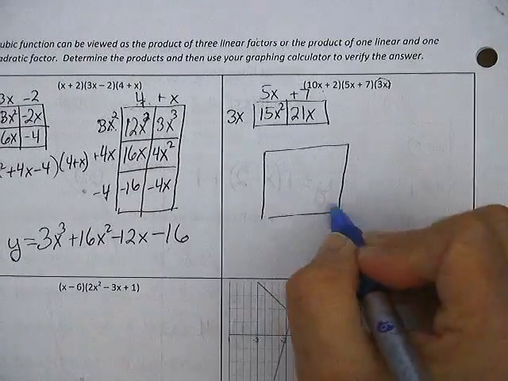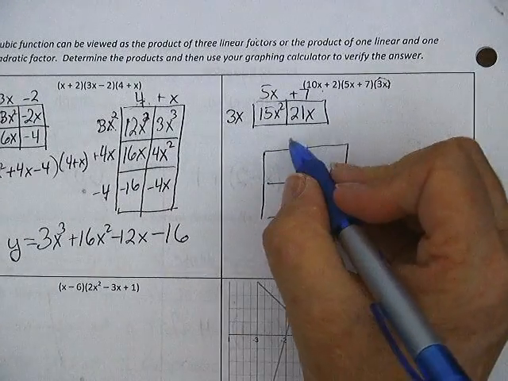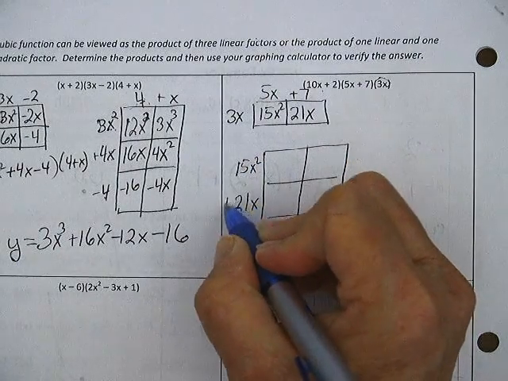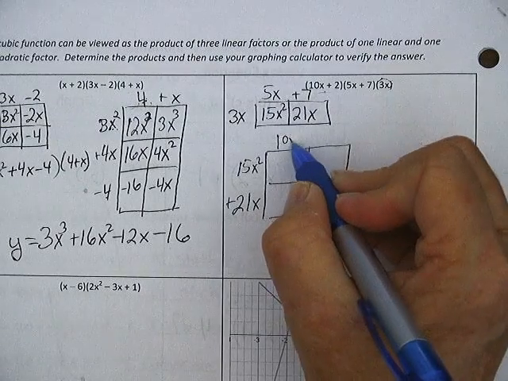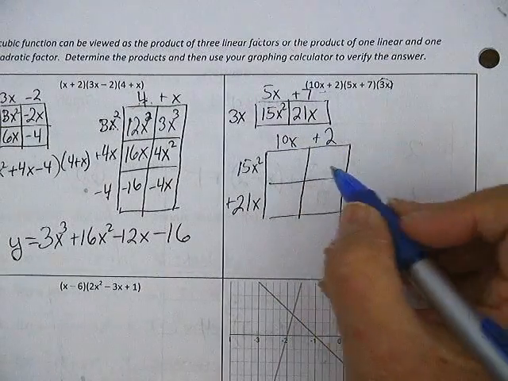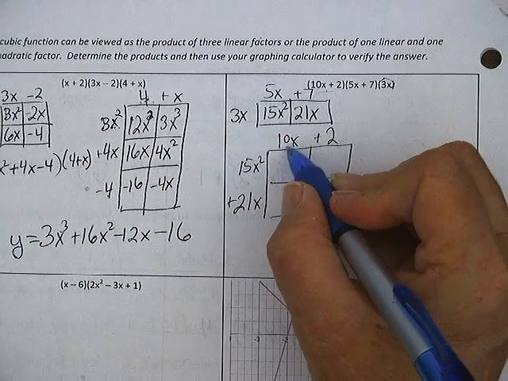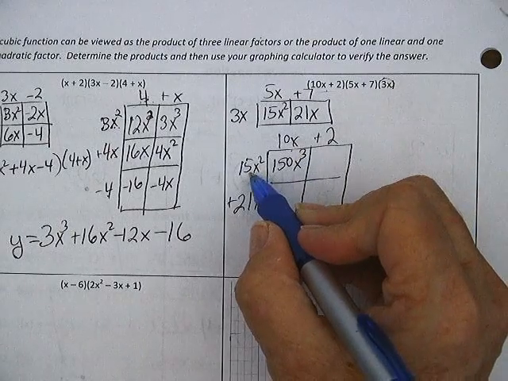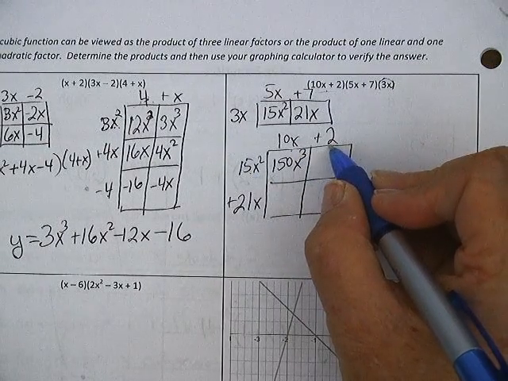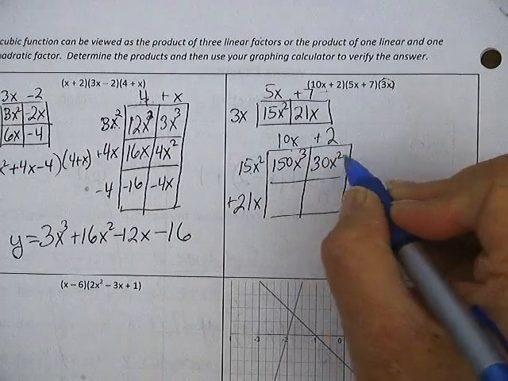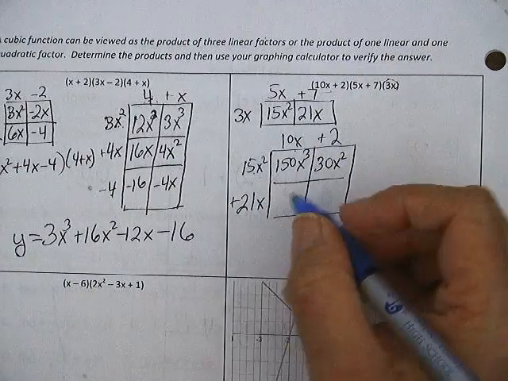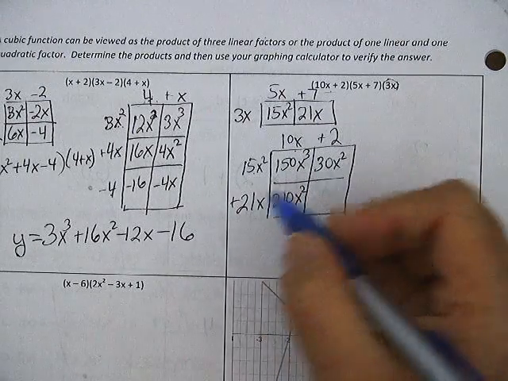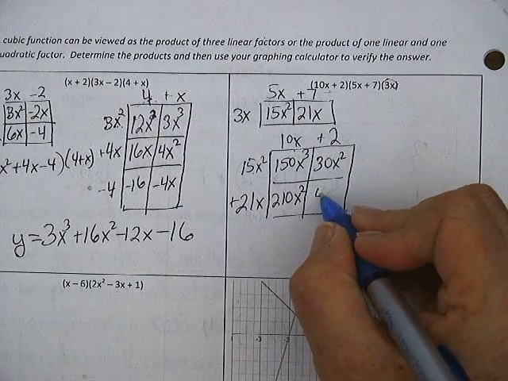This time we get another 2 by 2 box, and we have 15x squared plus 21x multiplied by the 10x plus 2. So 15x squared times 10x gives us 150x cubed. 15x squared times 2 gives us 30x squared. 10x times 21x gives us 210x squared. And 2 times 21x is a positive 42x.